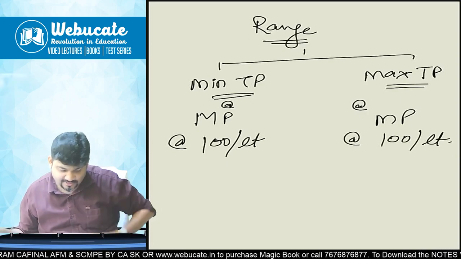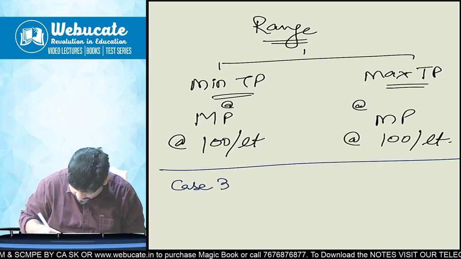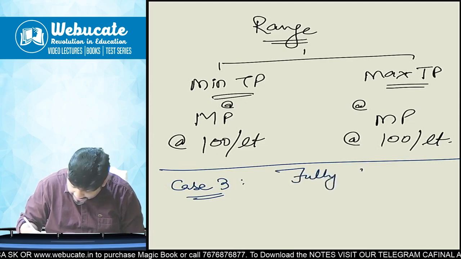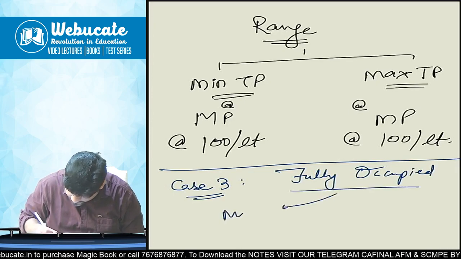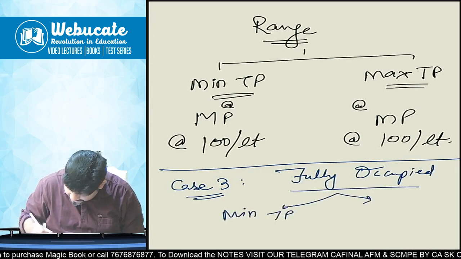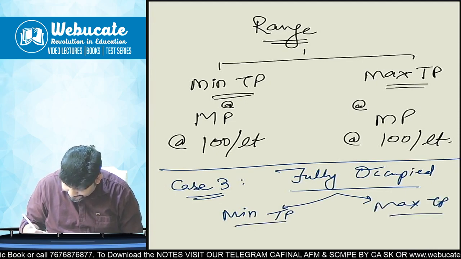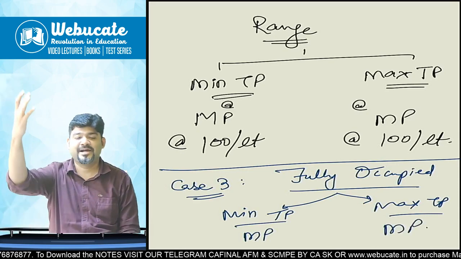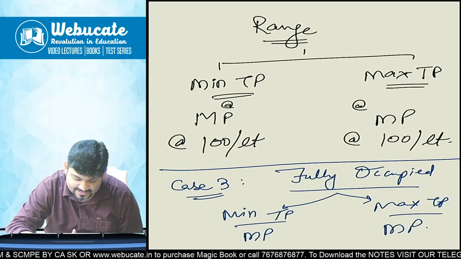So can I say what is the learning here? What is the learning from case 3? That if it is fully occupied, minimum TP, maximum TP, both at market price. Both at market price. Wow. So are we clear? Any questions anybody till here?